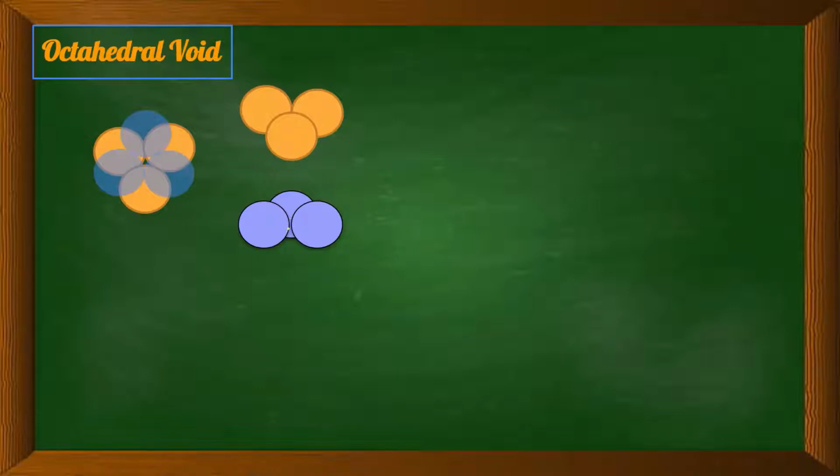And now to calculate the relationship between the radius of this void and the radius of these particles, we have to consider the cross section of this octahedron. The cross section of this octahedron is a square. With the help of that cross section only, we will get the relationship between the radius of the void and the radius of atoms in the packing. So let us calculate that.